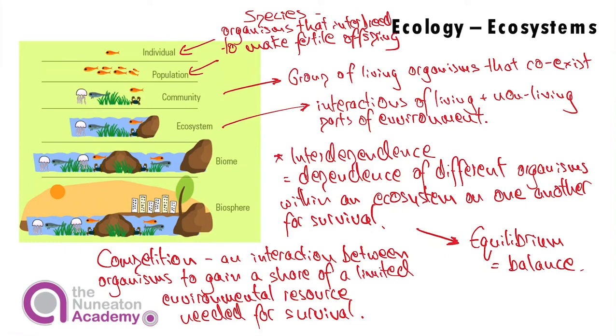A community is a group of living organisms that coexist in an ecosystem, and an ecosystem is the interactions of living and non-living parts of an environment. So your main takeaway from your first lesson in ecology needs to be about those definitions of those keywords. Make sure you make a note of them somewhere.